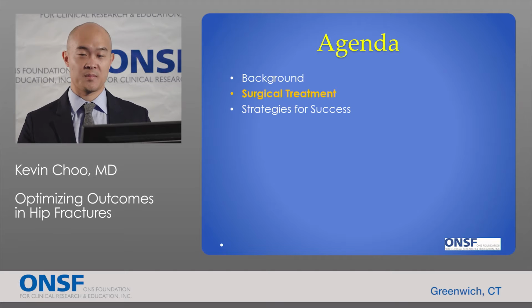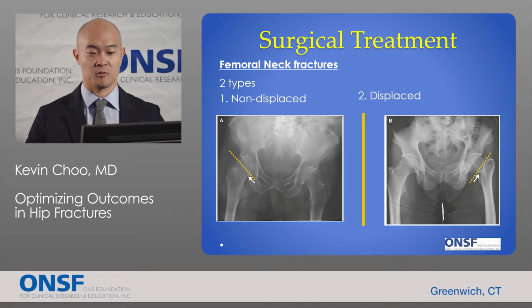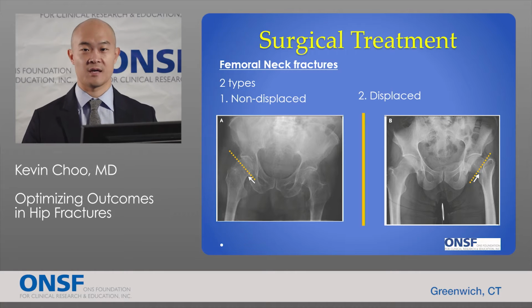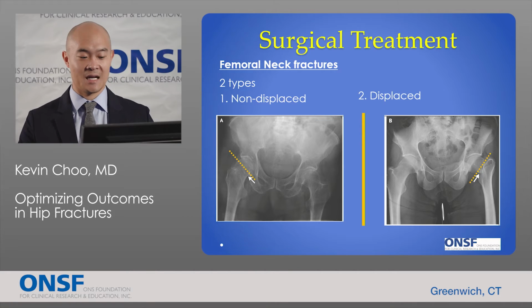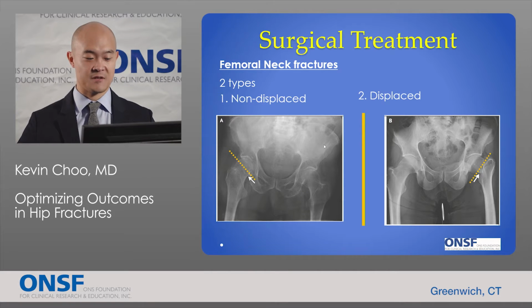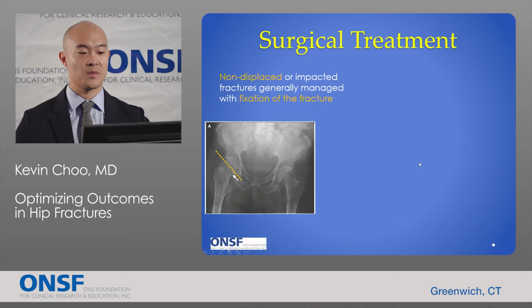Surgical treatment is guided based on the anatomic location primarily. So if we begin with femoral neck fractures, there are two variations of this, both again being in the area just below the femoral head. These can either be non-displaced fractures, as you can see to the left here, or a displaced fracture, which you can see to the right. And this helps to dictate management as well.